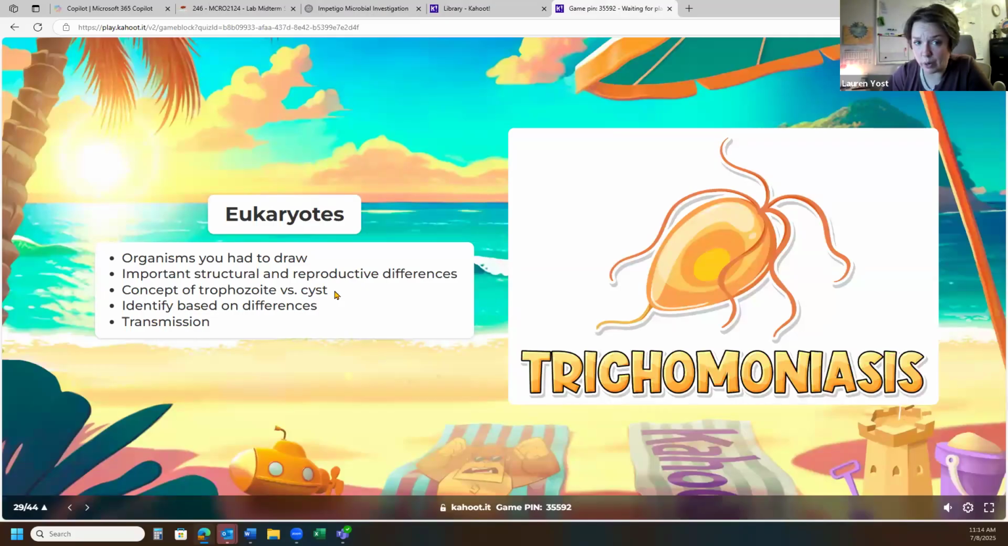Understand what the terms trophozoite and cyst are, because that was part of our eukaryote lab as well, where the trophozoite is the active free-living form. It's equivalent to the vegetative bacteria. The cyst is very similar to the endospores of bacteria. Now, endospore only applies to bacteria. Cyst only applies to protozoa. But otherwise, other than that, they're very similar concepts.